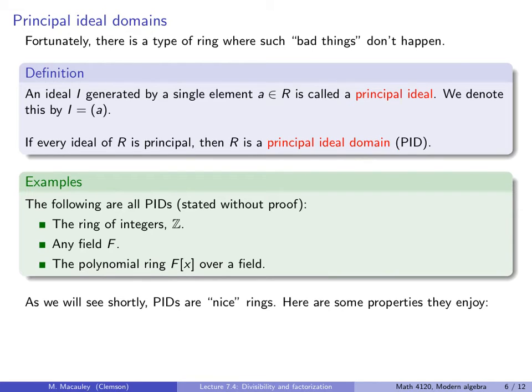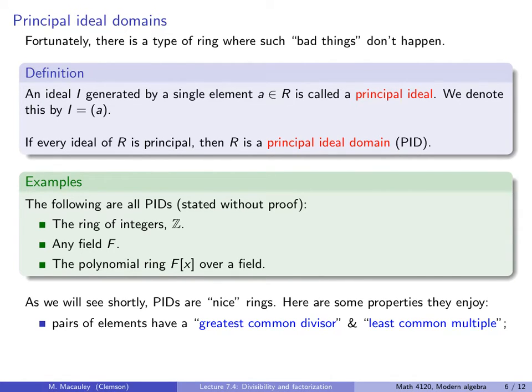As we will see shortly, PIDs are very nice rings. Here are some properties that they enjoy. First, pairs of elements always have a greatest common divisor and a least common multiple. Every irreducible element is prime. So in a PID, being irreducible and being prime are exactly the same thing. And finally, every element factors uniquely into primes. When I say uniquely, I mean up to associates, because obviously you can write 6 as 2 times 3, or negative 2 times negative 3.